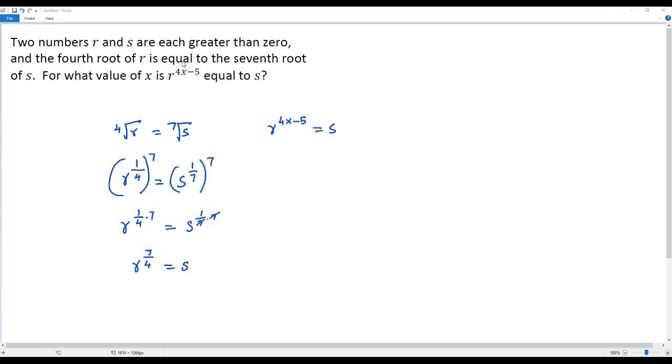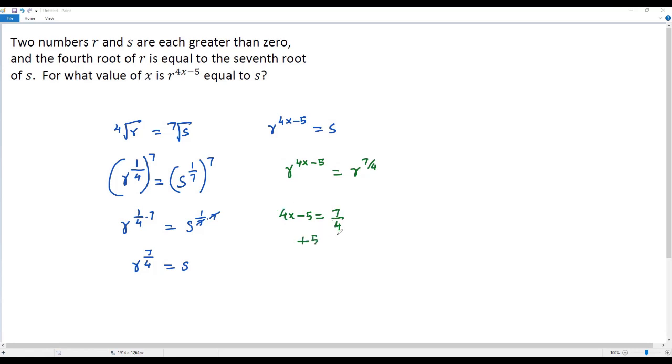Now we can plug in this r to the power of 7 over 4 for s over here in this equation. Then we get r to the power of 4x negative 5 equals r to the power of 7 over 4. Here two powers are equal with the same base r on the left side and right side. Whenever two powers are equal with the same base, we can equate the exponents. Then we get 4x negative 5 equals 7 over 4. Now we have to solve for x in this equation.